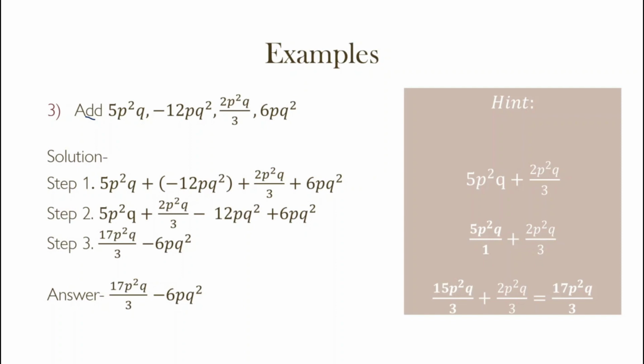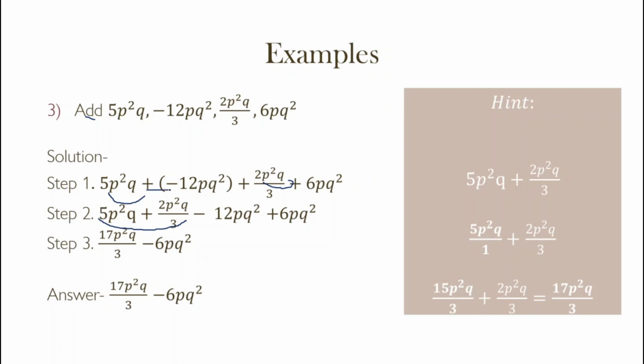Again, the step is same. Collect the like terms together. Here the like terms are p²q and here also there is p²q. So these two are like terms. So writing them together, 5p²q plus 2p²q over 3.